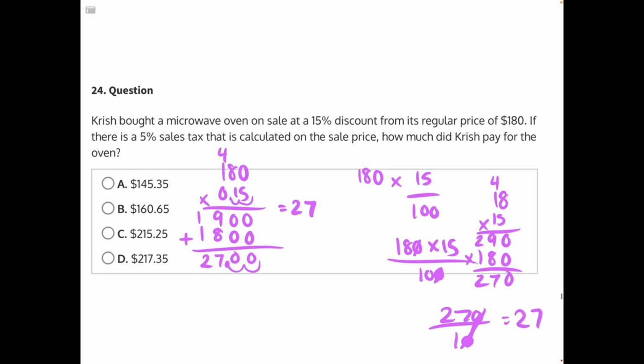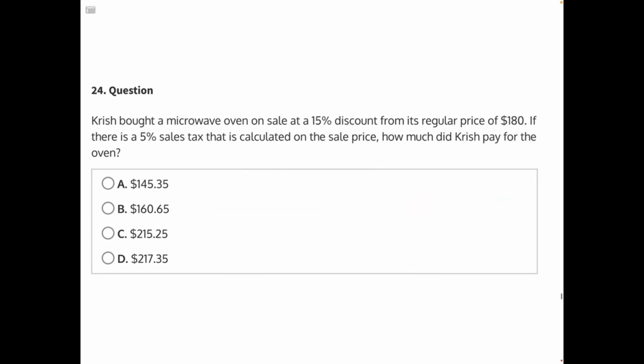And we would be left again with 27. So either way, whether you're more comfortable with decimals or fractions, those are the two ways to do the math for this problem. So now we know that the amount of money that was subtracted from the original price in the discount is 27. So we need to take our original price, subtract $27 from it. We'll borrow. 10 minus 7 is 3. 7 minus 2 is 5. Bring down the 1. 153 is the sale price.